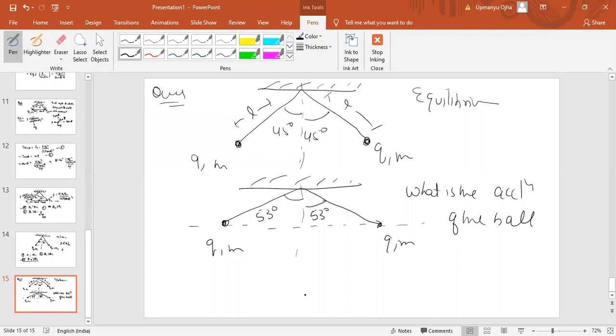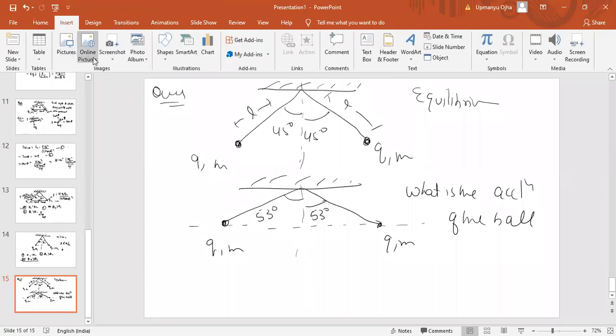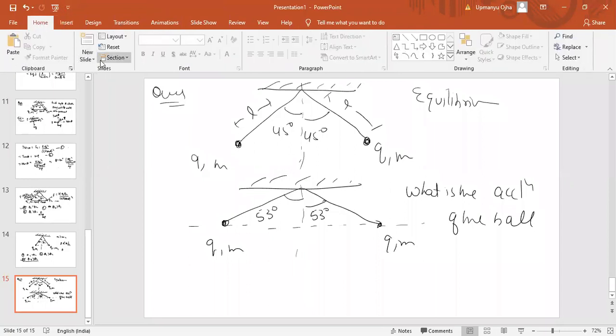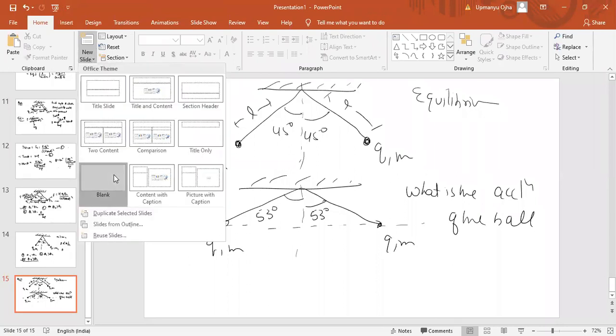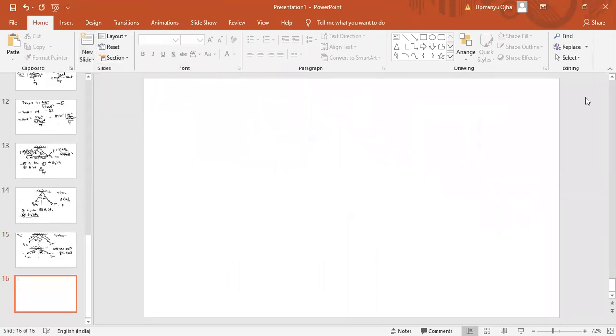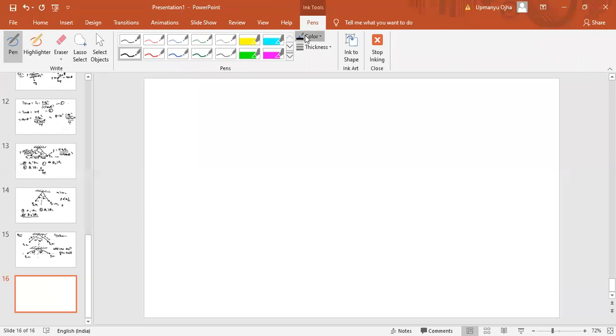Okay, let us do this problem now. In the first case, the balls are in equilibrium at an angle of 45 degrees from the vertical. The charge is Q, the mass is M.